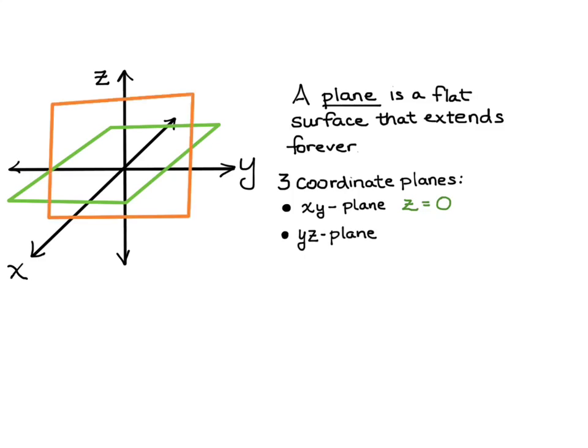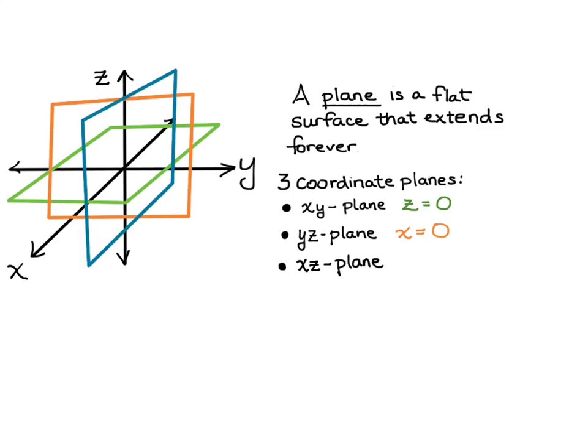The yz plane, similarly, is one where x is equal to 0, and the y and z values are allowed to be anything that they want. Once again, I've drawn this as a finite rectangle, but really this is a plane that extends all the way up and down in the z direction and all the way to the right and left in the y direction.